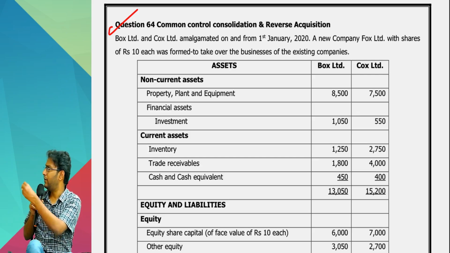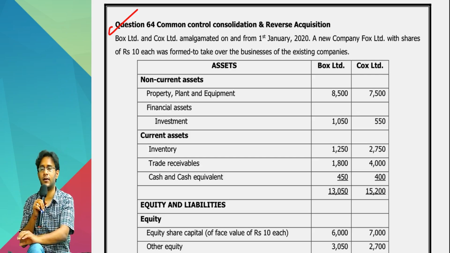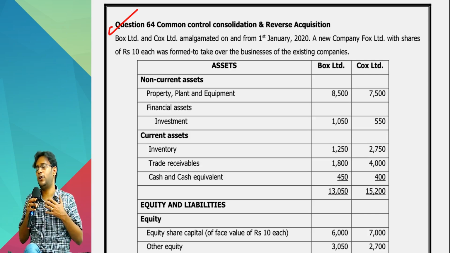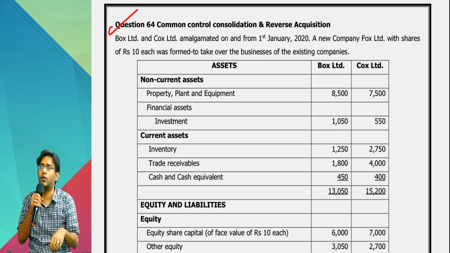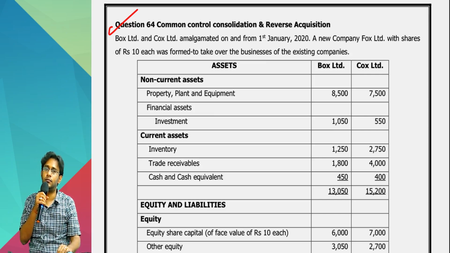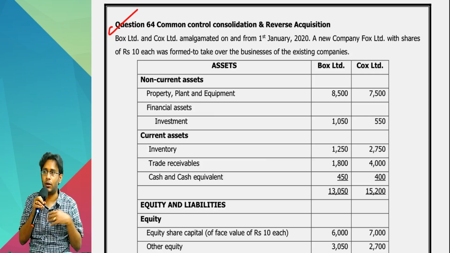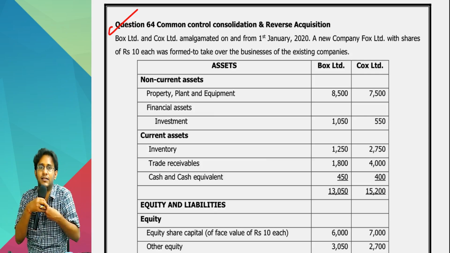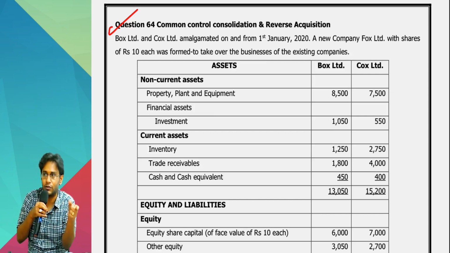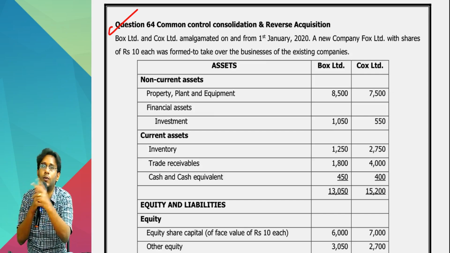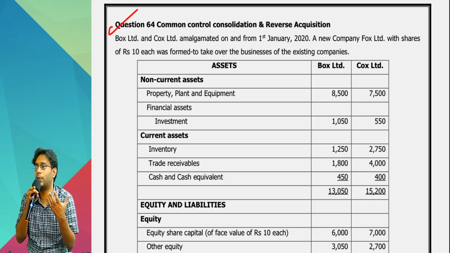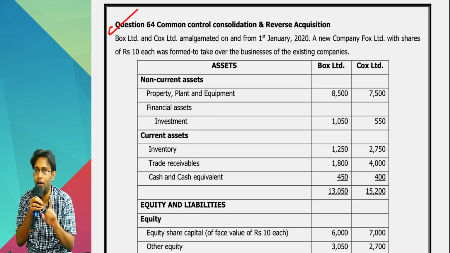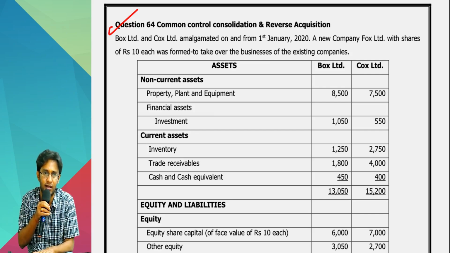So Fox is taking over Box and Cox. Now, even if you do not read further also, imagine, sir, when Fox is a newly formed company, if I am taking over Box and Cox, who is controlling who? Who took over who? Legally, Fox took over Box and Cox, but Fox is a newly formed company, no? So inside this Fox Limited, either Box will be controlling Cox or Cox will be controlling Box, depending on who has got more number of shares here. Isn't it possible? This is a possibility. This is a reverse acquisition case indirectly.